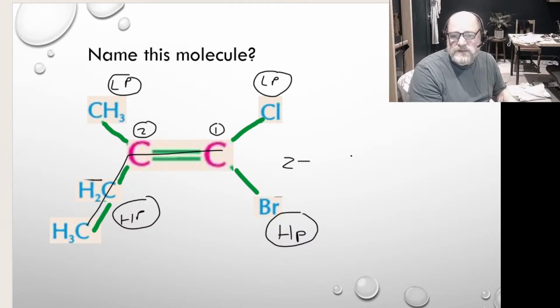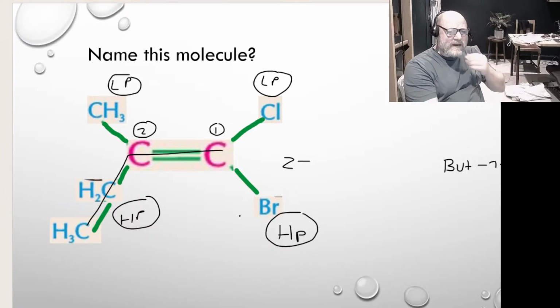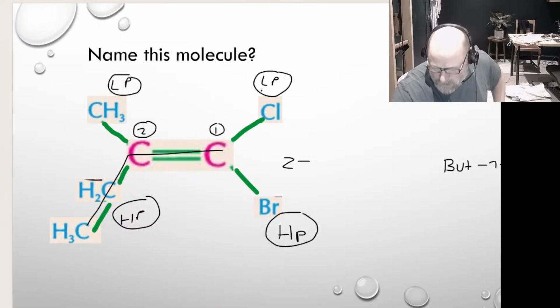So it's but. Maybe I should write but over here because we know we're going to get messy with the side groups. So it's going to be but, and the double bond is on the first carbon, so it's going to be but-1-ene. Hopefully everyone is cool with that. Does everybody see what I did there with the high priority and low priority? Anybody got any questions about the high and low priority?